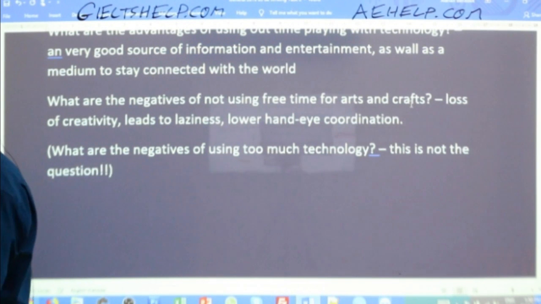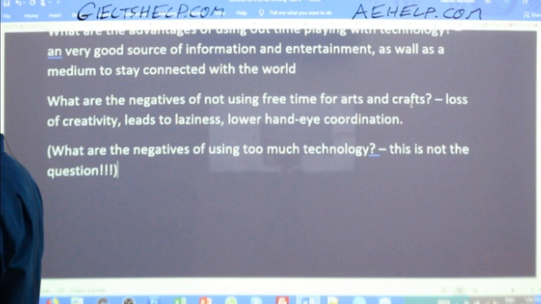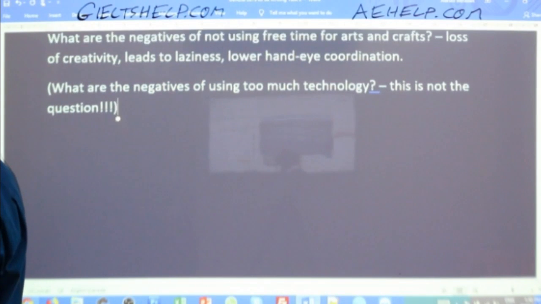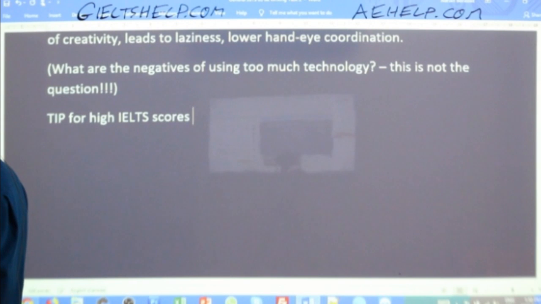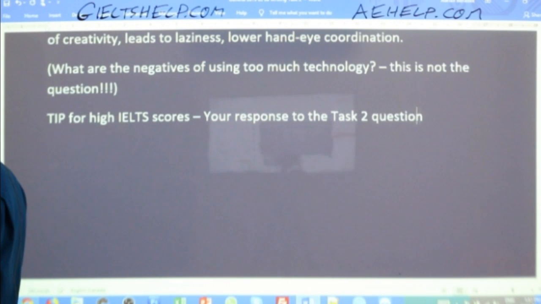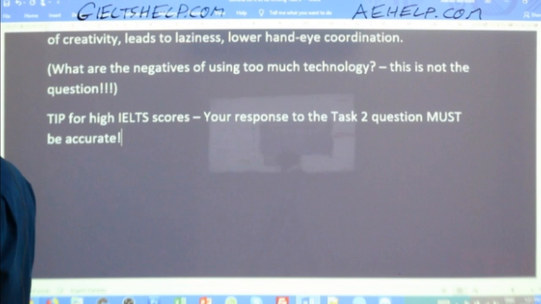Okay, one of the most important tips for you to get a high score, okay, so this is a tip for high IELTS scores. Your response to the task 2 question must be accurate. Okay, this is your coherence score.